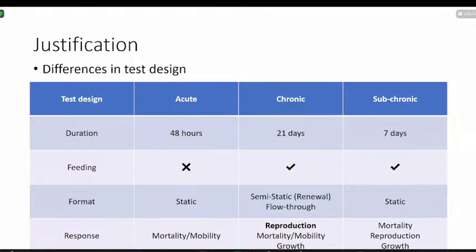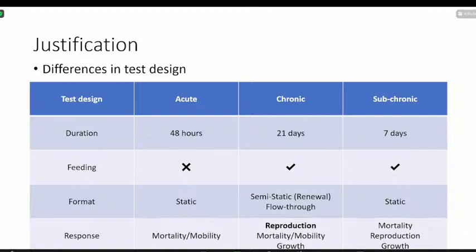Here I have a table with the different test designs of each test. The acute test is 48 hours, the chronic 21 days, and the subchronic we set to 7 days of exposure. One of the other differences is the feeding. For the acute, normally the Daphnias are not fed. For the 21 days, they are fed either daily or at least 3 times a week. As for the subchronic, we were feeding them every day.